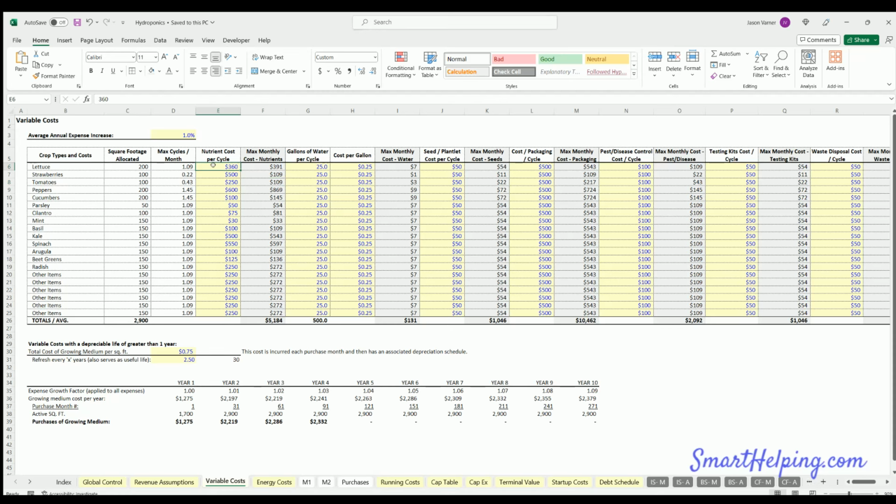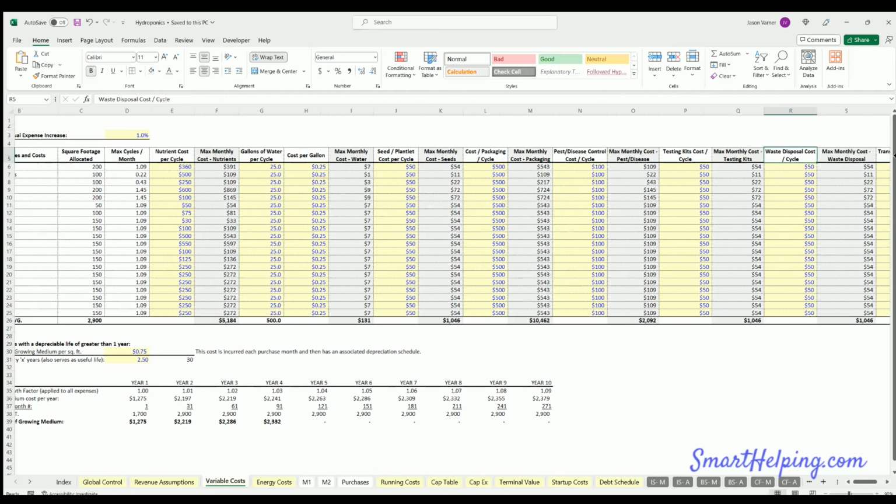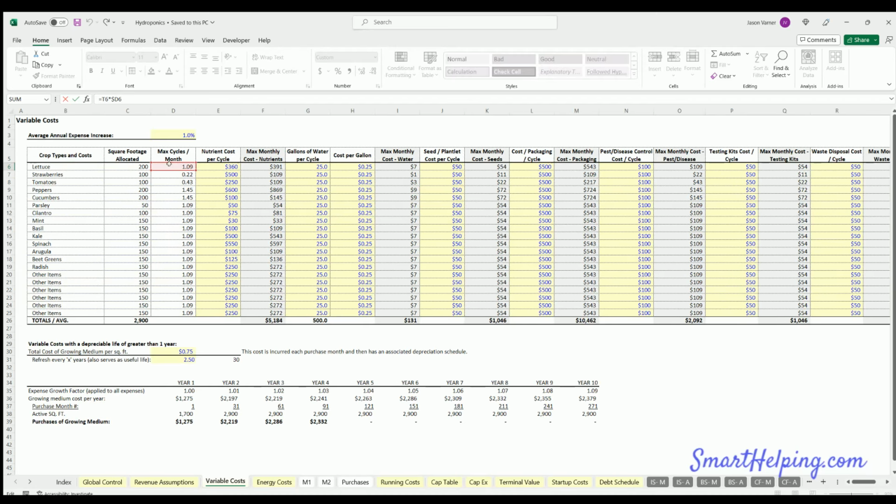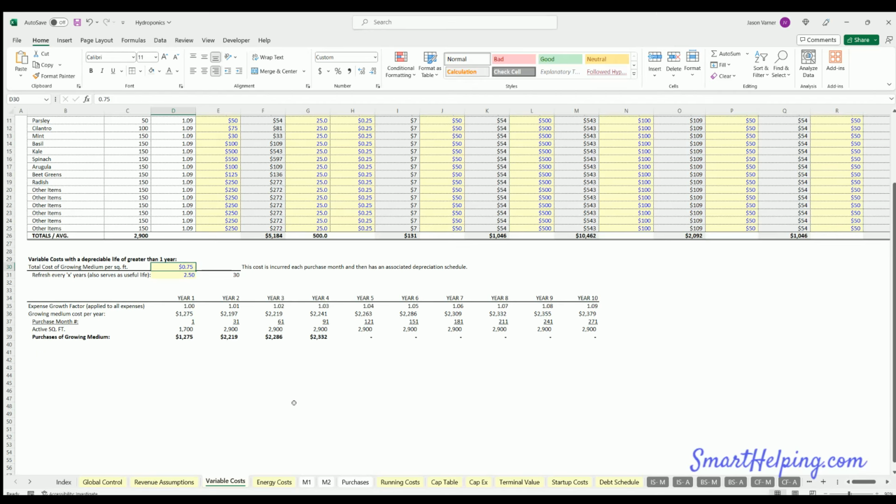So variable costs, you got nutrient cost per cycle, gallons of water per cycle, cost per gallon, total monthly cost of that, seed plantlet cost per cycle, packaging, pest control, testing kits, waste disposal, and transportation. And then we're just converting all that based on the cost and the cycle times the cycles per month to get a monthly cost. You can also increase your expenses on average, whatever percent per year to account for that, and that will apply to all of these. There's also your growing medium, so this is like perlite potentially.